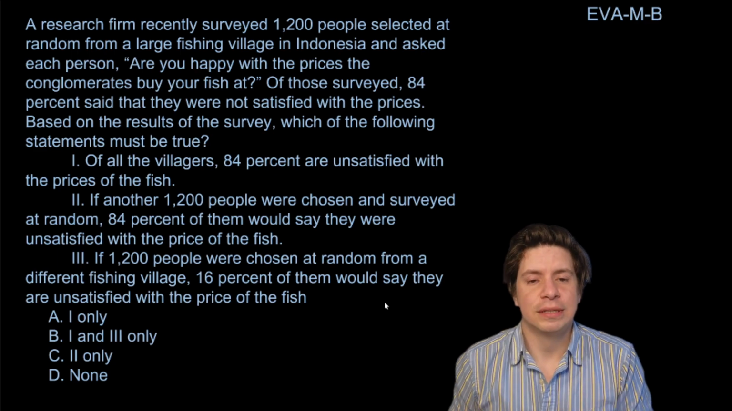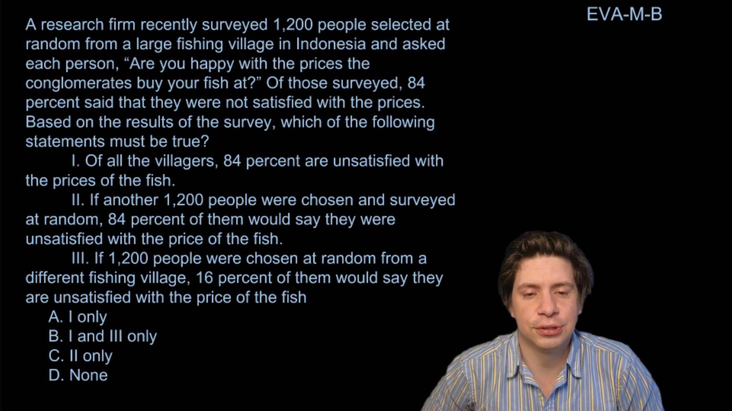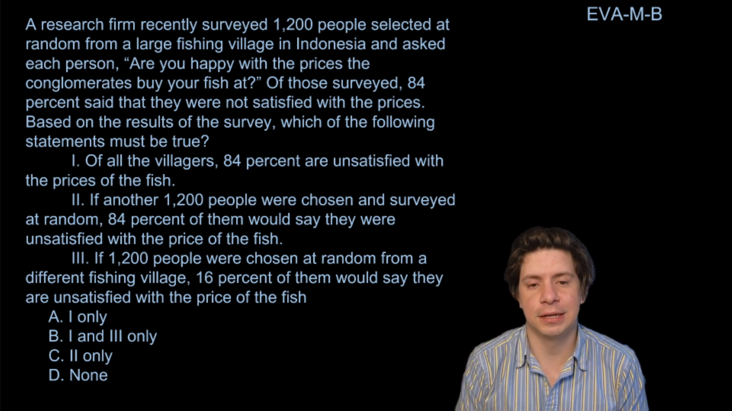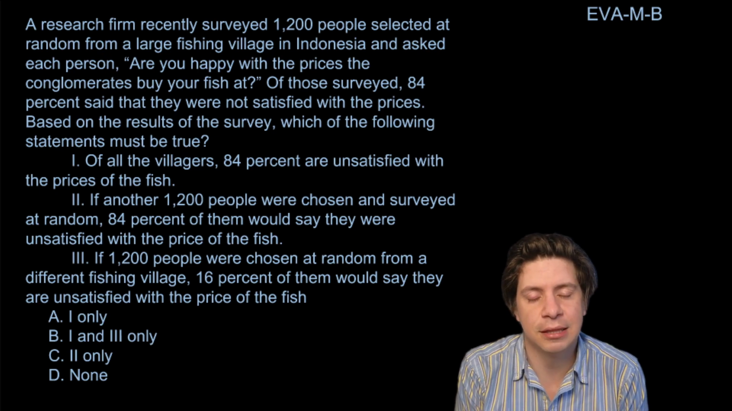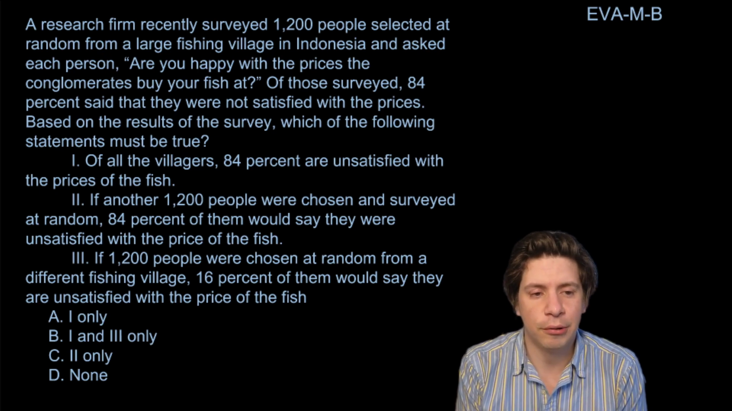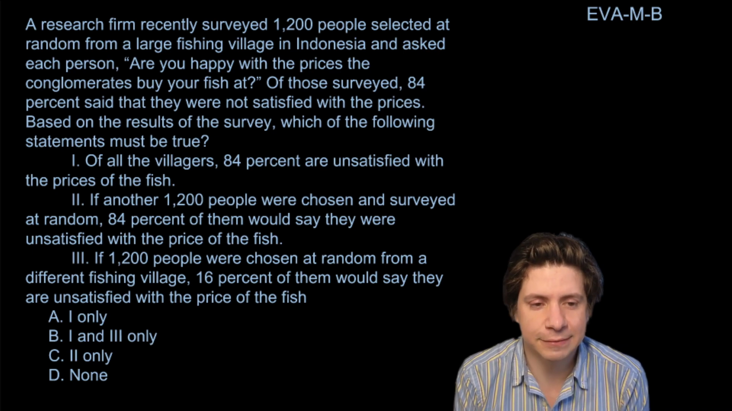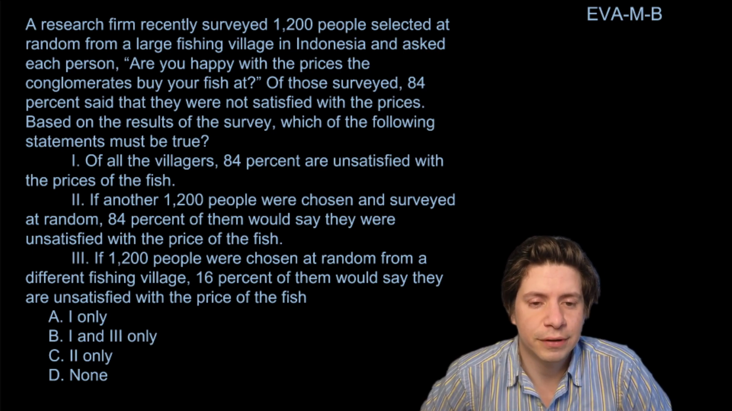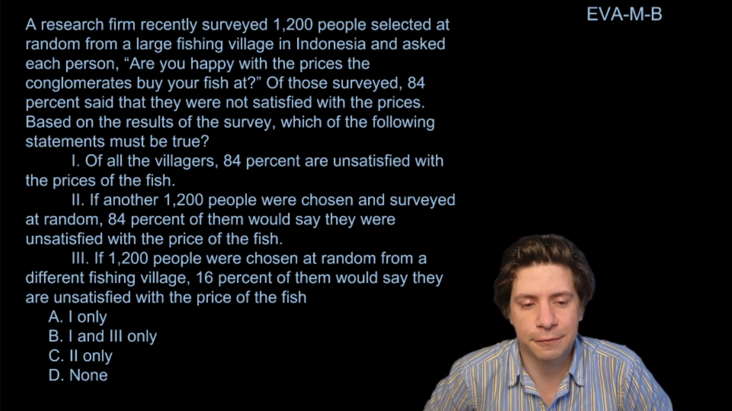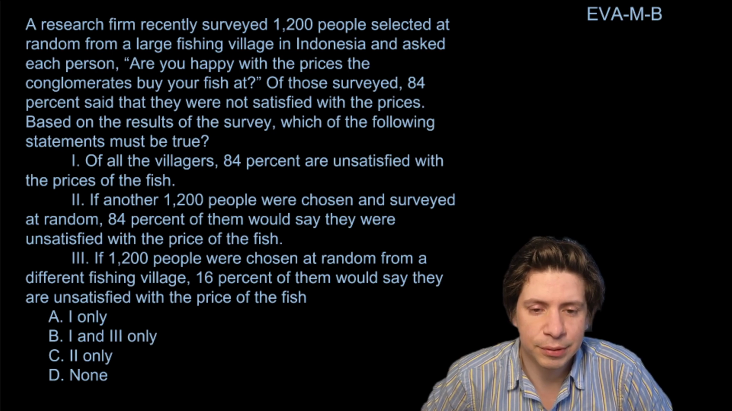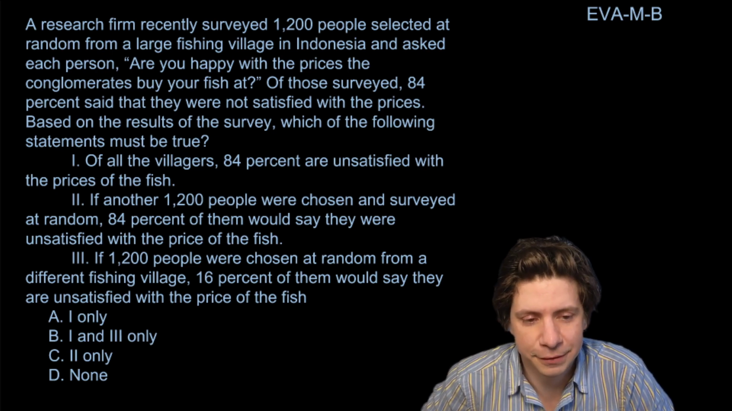A research firm recently surveyed 1,200 people selected at random from a large fishing village in Indonesia and asked each person, are you happy with the prices the conglomerates buy your fish at? Of those surveyed, 84% said they were not satisfied with the prices. Based on the results of the survey, which of the following statements must be true? 1, of all the villagers, 84% are unsatisfied with the prices of the fish. 2, if another 1,200 people were chosen and surveyed at random, 84% of them would say they were unsatisfied with the price of the fish. 3, if 1,200 people were chosen at random from a different fishing village, 16% of them would say they were unsatisfied with the price of the fish.